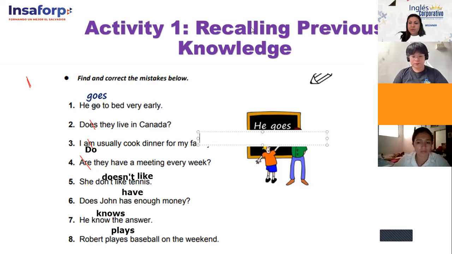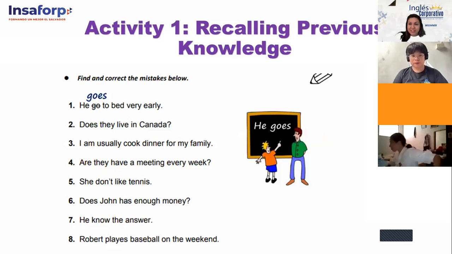Okay, so for this activity, oops, sorry. You will demonstrate your abilities for drawing. Do you like drawing? ¿Te gusta dibujar? No, teacher. Why not?